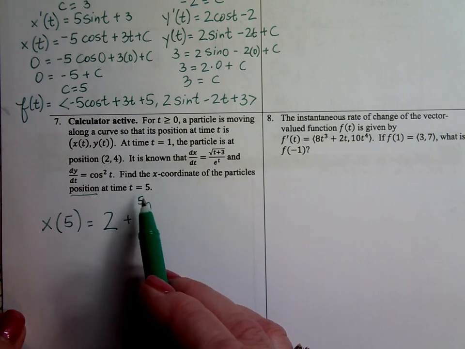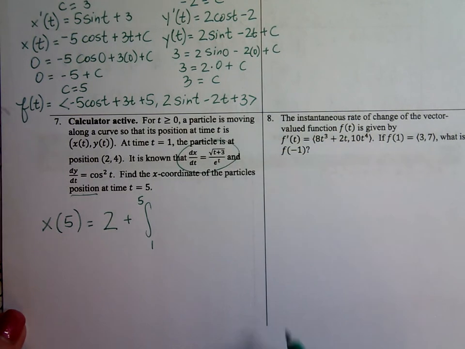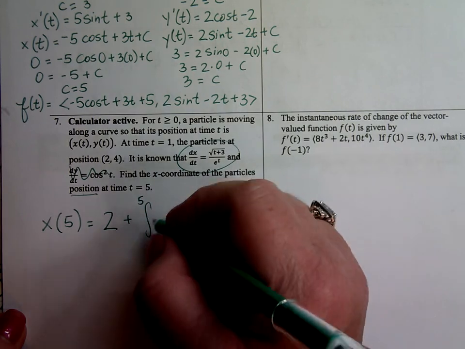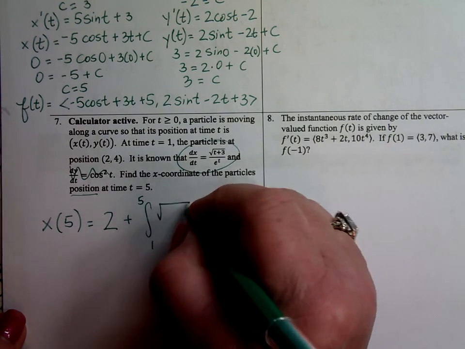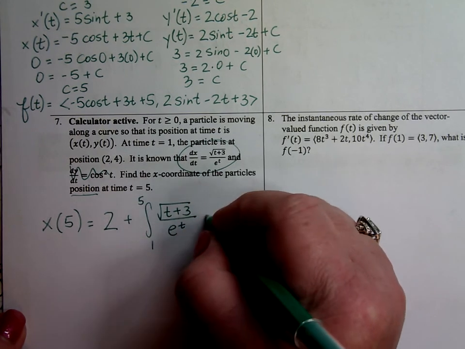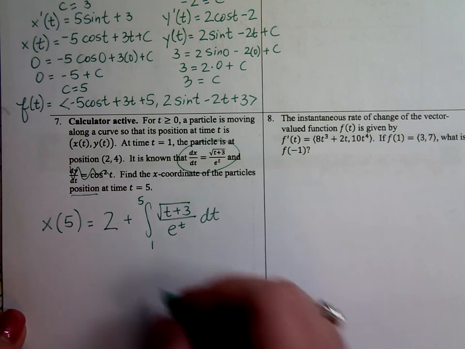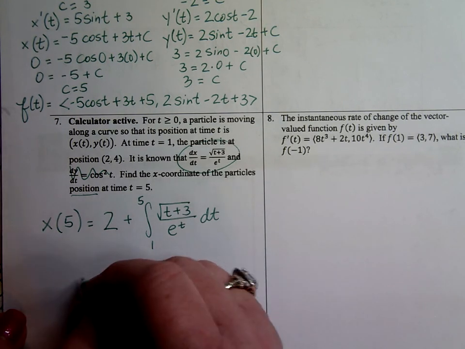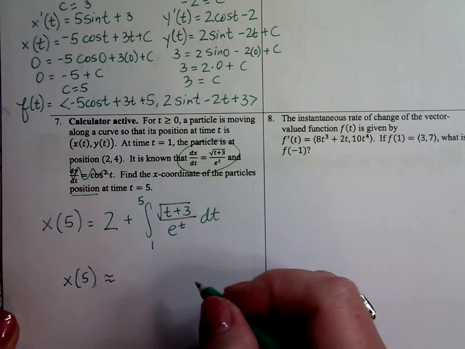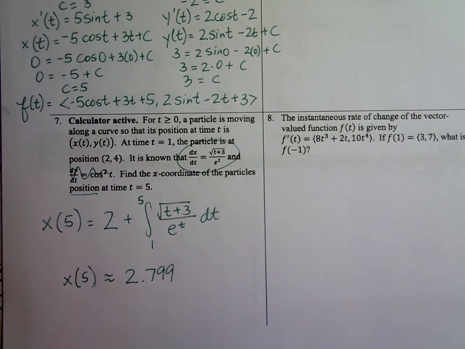So that's where you're integrating. And you're only integrating the x piece because that's all you care about. You do not care about this y piece. It doesn't matter to us. They didn't ask about it. So it's the integral of the square root of t plus 3 over e to the t dt. And so you go to your handy dandy calculator and you put all this in and you say, okay, thank you, Mr. Calculator, because my answer comes out to be 2.799. And that's totally just plugging it into the calculator, nothing fancy there.